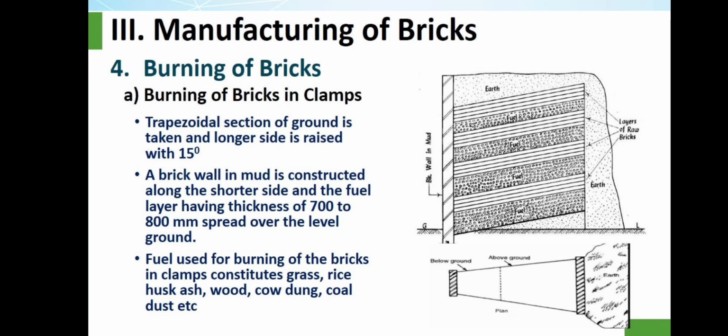A. Burning of bricks in clamps. A trapezoidal section of ground is taken and the lower side is raised with 15 degree slope. A brick wall in mud is constructed along the shorter side, and a fuel layer having thickness of 700 to 800 mm is spread over the level ground. Fuel used for burning of the bricks in clamps constitutes grass, rice husk ash, wood, cow dung, coal dust, etc.